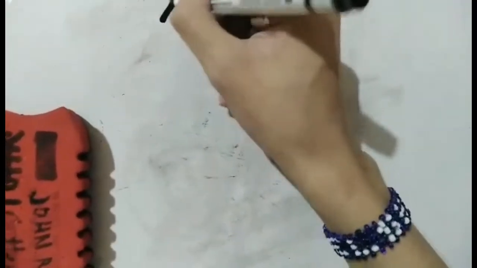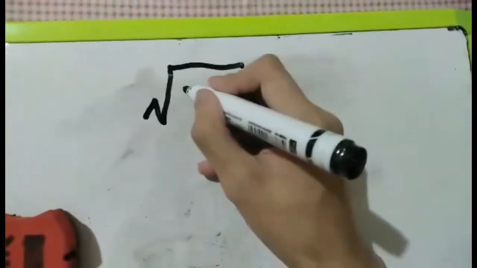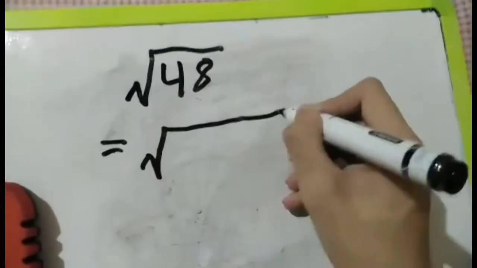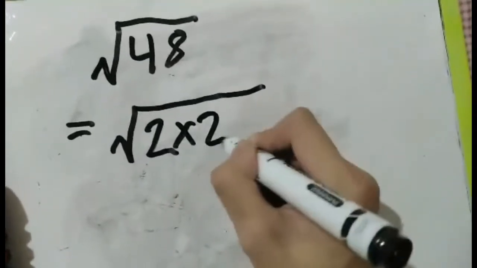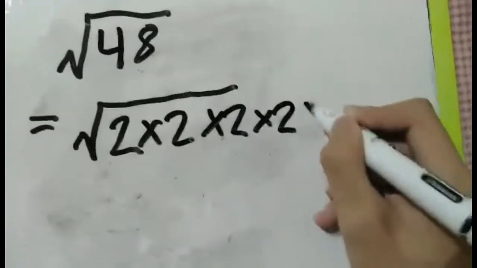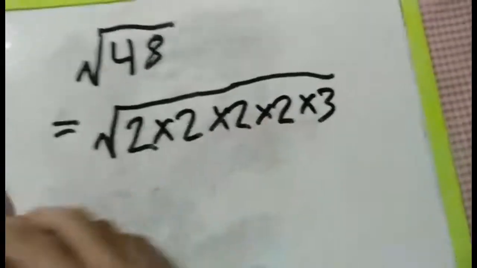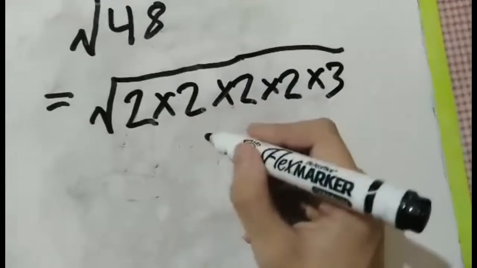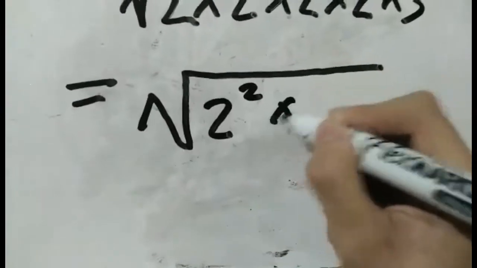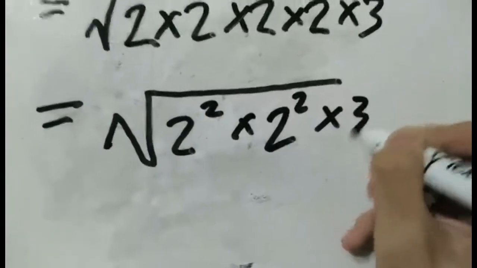Let's take the square root of 48. Now this has a prime factorization of 2 times 2 times 2 times 2 times 3. Now we have 2 2's and then we have 2 other 2's. So put them together: 2 squared times 2 squared times 3.